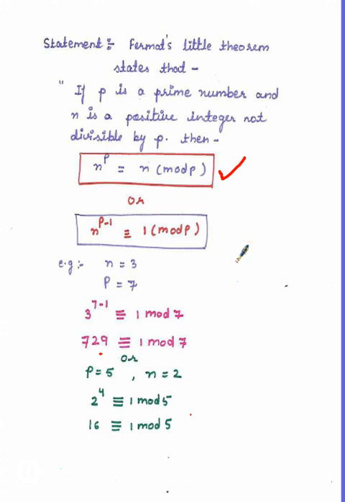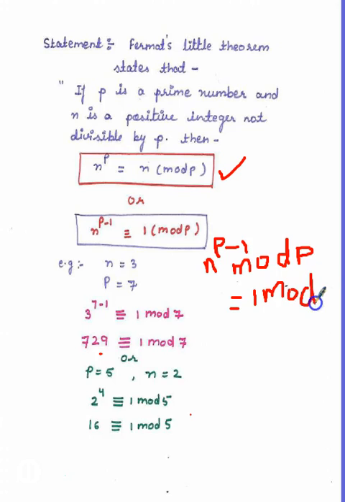Equivalently, N raised to the power P minus 1 is congruent to 1 mod P. It means N raised to the power P minus 1 mod P is equal to 1 mod P.